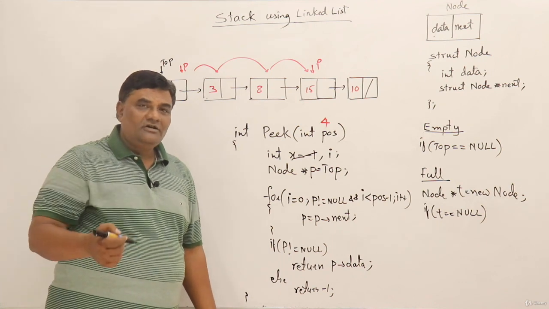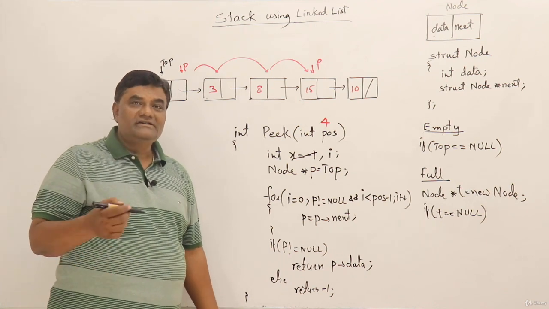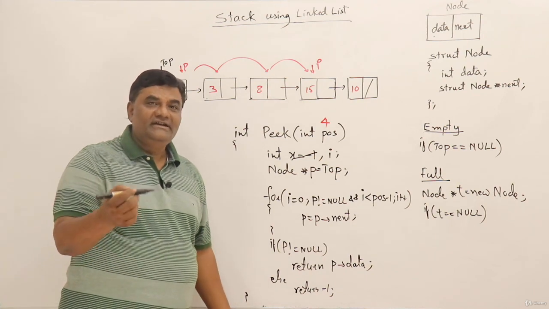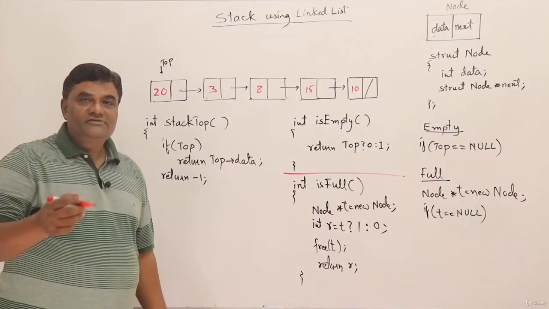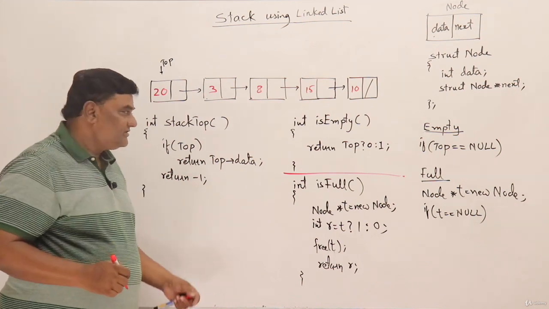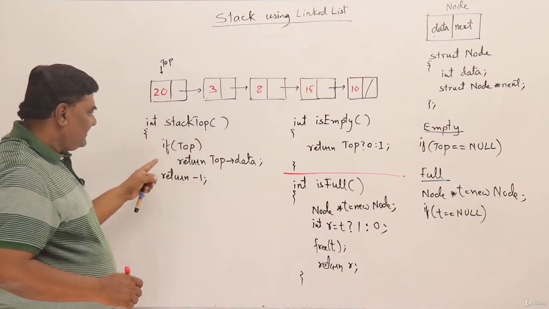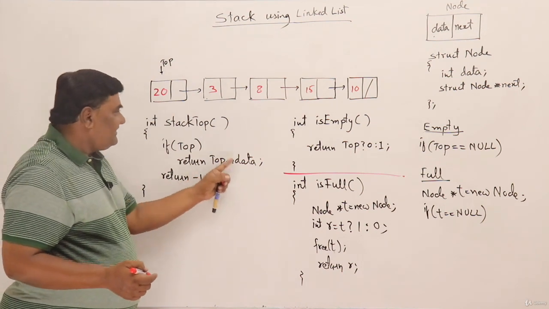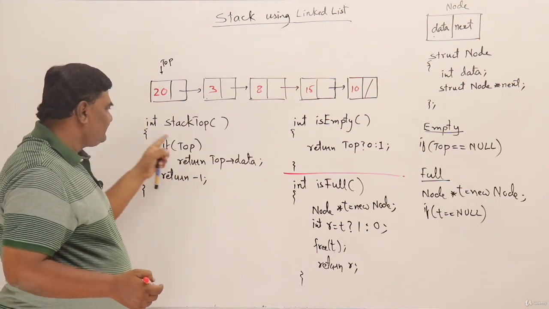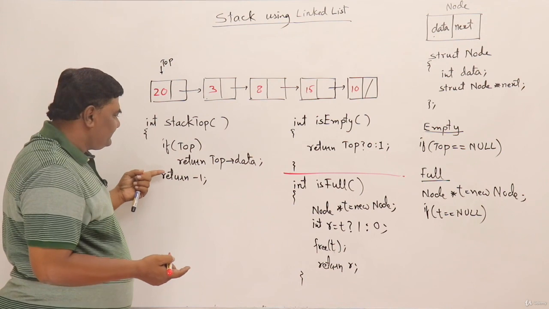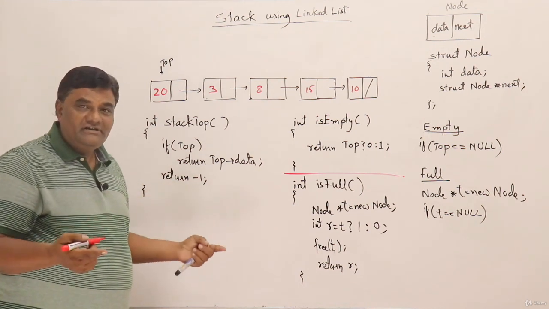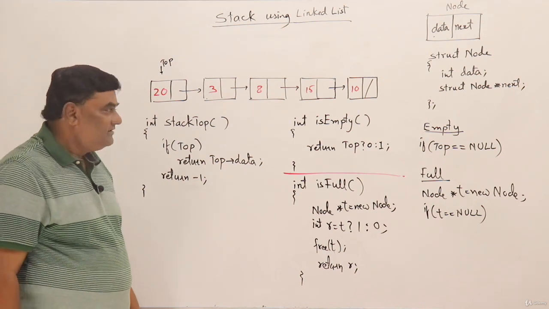Now remaining small operations are there, that is stack top, is full and is empty. I will directly write down their code and just quickly explain you. So here I have a stack top function. Stack top, if top is not equal to null, then return the data present at top. So it returns the data. Otherwise, it will come to this statement and return -1, means data is not there and the stack is empty.